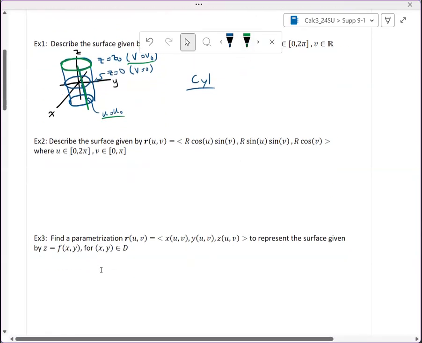Okay, let's look at example 2. Here we have a more complicated looking surface. x equals r cos u sine v, y equals r sine u sine v, and z equals r cos v. And here u can go between 0 and 2 pi, and v just between 0 and pi. So v is stuck between 0 and pi.